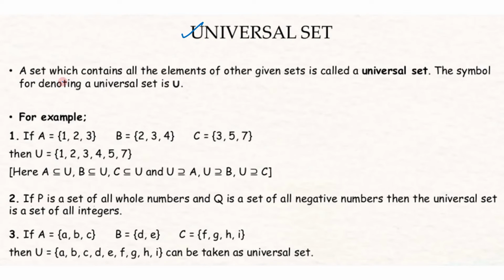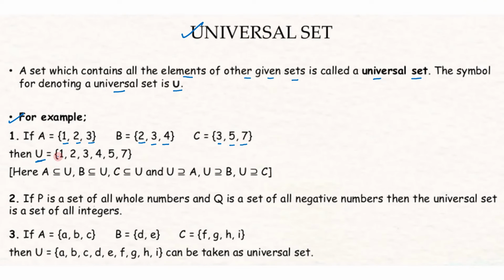Universal set. A set which contains all the elements of other given sets is called a universal set. The symbol for denoting a universal set is U in caps. In order to understand what a universal set is, let us take a simple example. Suppose we have a set A whose elements are 1, 2 and 3. We have another set B where the elements are 2, 3 and 4. And we have a third set, set C, where the elements are 3, 5 and 7. If we have a set in which we find the elements of all these three sets, such a set will form a universal set in this case.